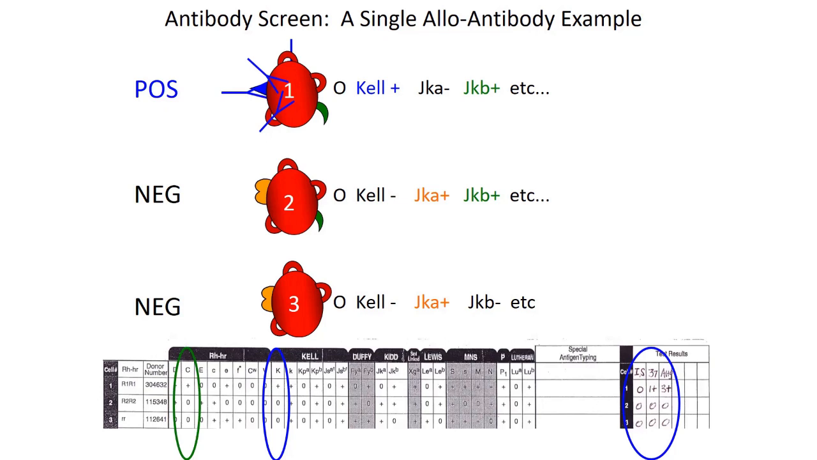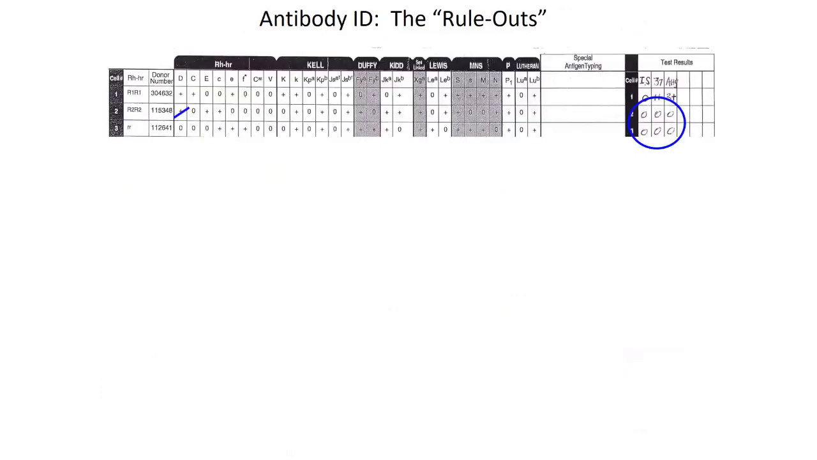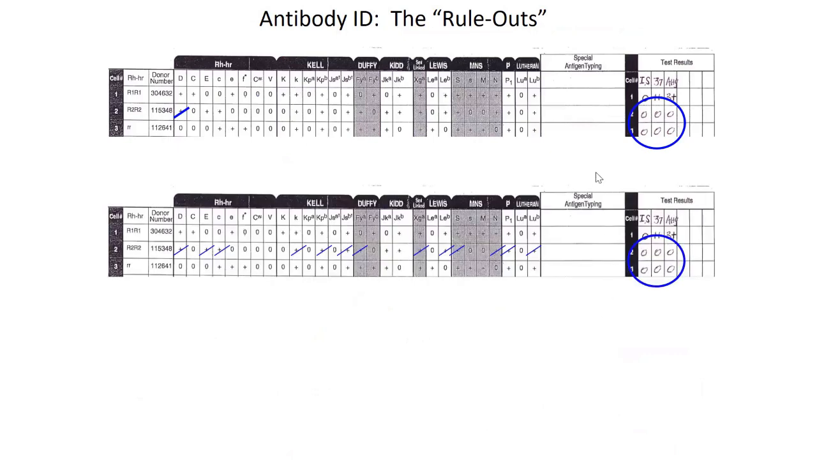You could see that in this mini panel or 3-cell screen that an anti-big C is also on the differential diagnosis because screening cell 1, the cell under attack, is also big C positive. So how do you sort out the difference? Well, you do a panel investigation. This gives you a more informative view.